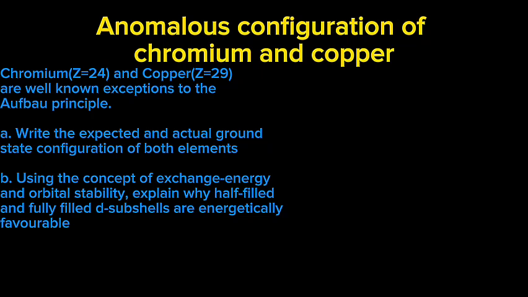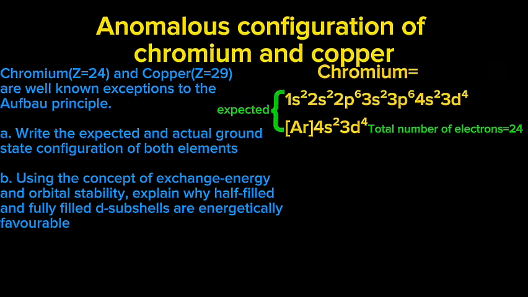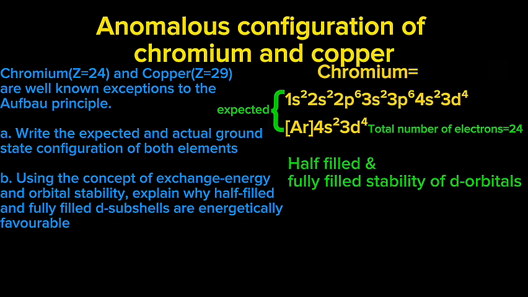First, let's write out the electronic configuration of chromium. That's 1s2, 2s2, 2p6, 3s2, 3p6, 4s2, 3d4, which can condense to [Ar], which is argon, 4s2, 3d4. Now, the total number of electrons here is 24. According to normal electronic configuration, this is the expected electronic configuration as stated by question A. This is what we expect, but there is something we call the half-filled and fully filled stability of d orbitals.